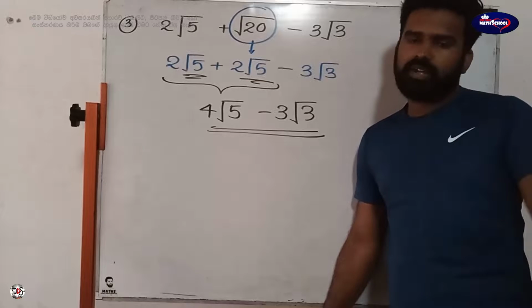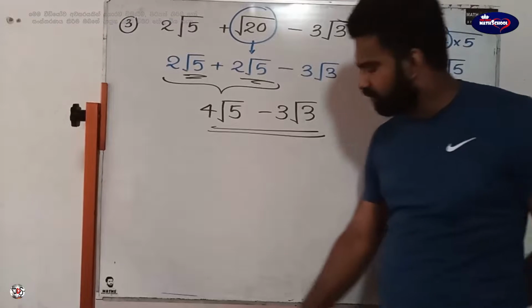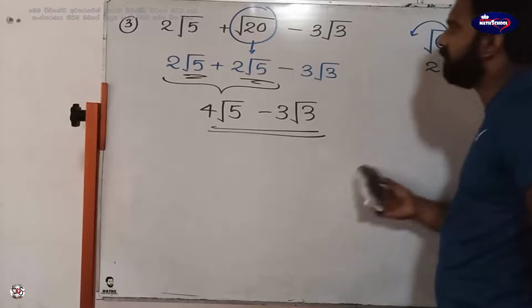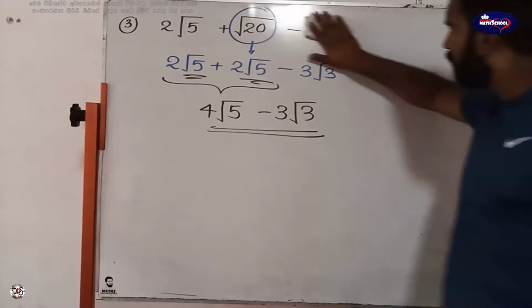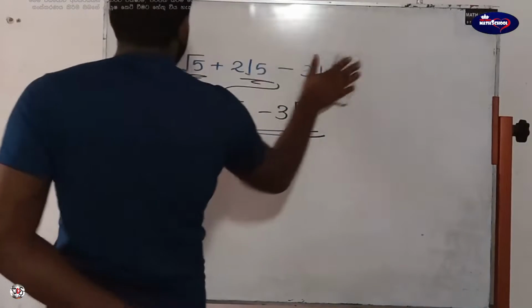If you have any doubts, you can ask me. Right? So let's move to the last part. Write down the topic: multiplication and division of surds.